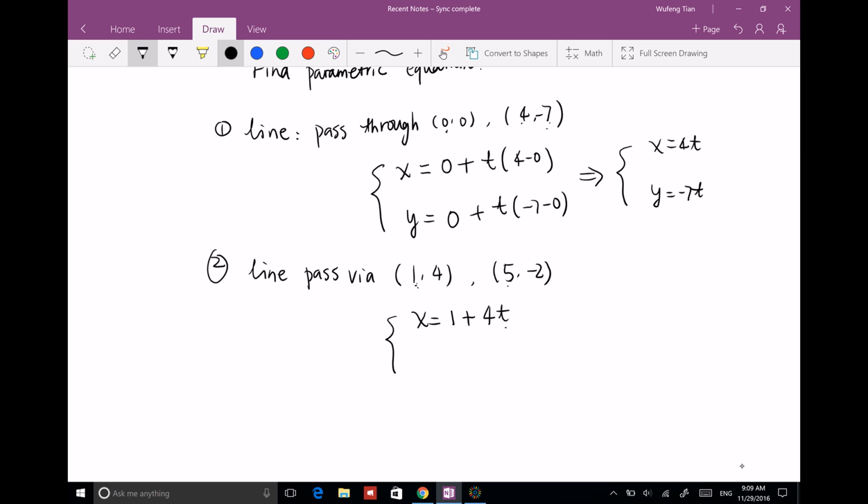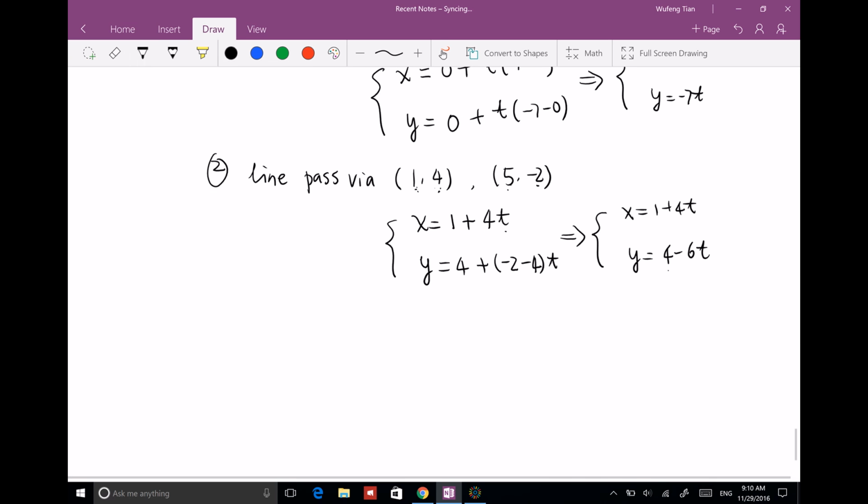Now, y starting from 4 plus the change of y, which is negative 2 minus 4, times t. So we got the parametric equation x equals 1 plus 4t, and y equals 4 minus 6t. So starting from one point, going to another point, you have the change of x multiplied by t plus the starting point x value. For y, starting from this point's y value, the change of y is negative 6, multiplied by t. That's it. Okay, it's pretty simple, right?